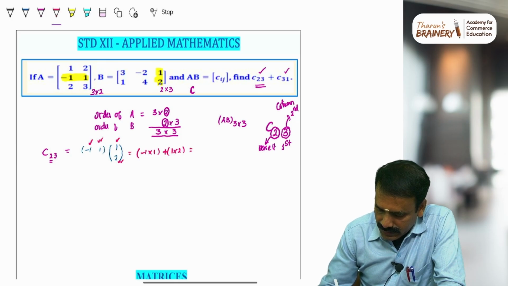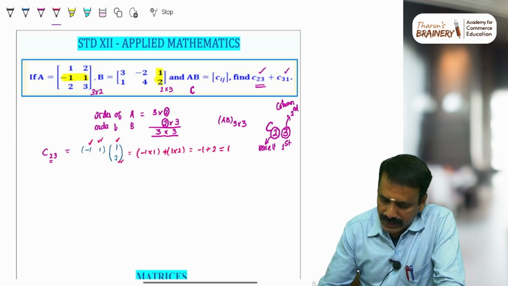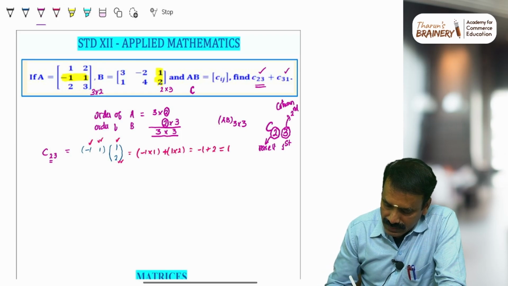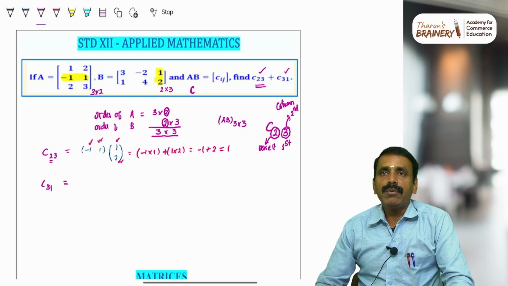So, minus 1 into 1 is minus 1. 1 into 2 is going to be 2. So, minus 1 plus 2 will be equal to 1. This is C23. Now, I am going to find out C31. Any guess how to find C31?